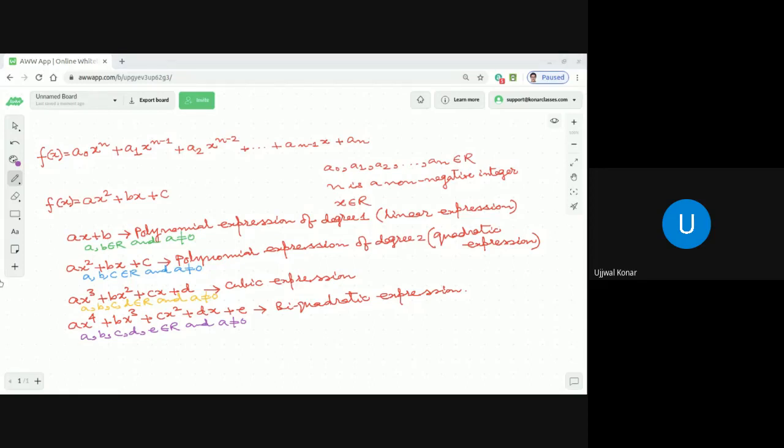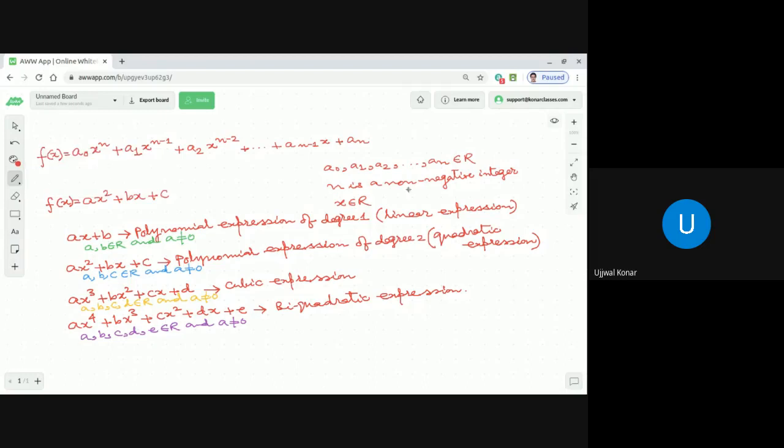So I just wanted to give you a very clear idea about all this: linear polynomial, quadratic polynomial, cubic polynomial, biquadratic polynomial, so that we can have a clear understanding about the polynomial equation. Whatever we have discussed so far is a polynomial expression. Got it, no? Expression means what? We have a specific value.